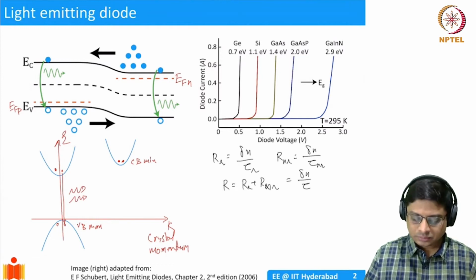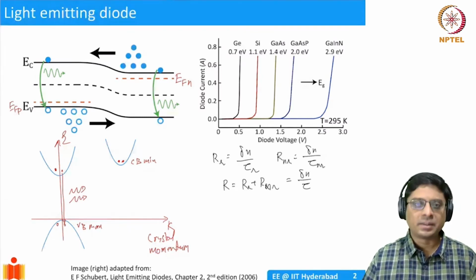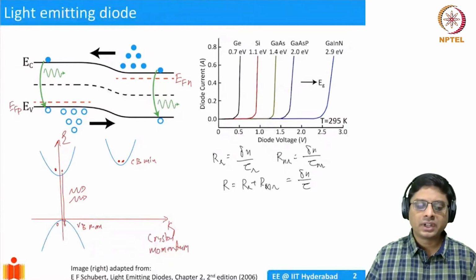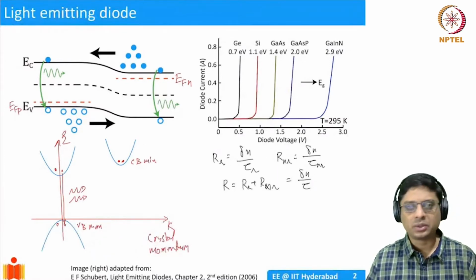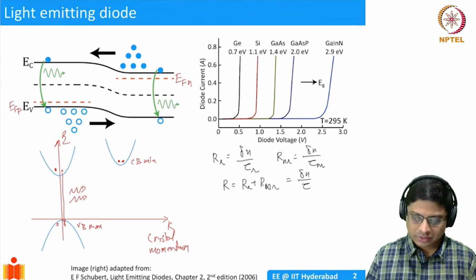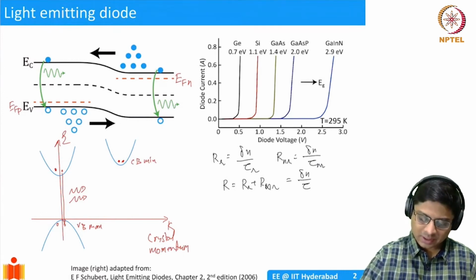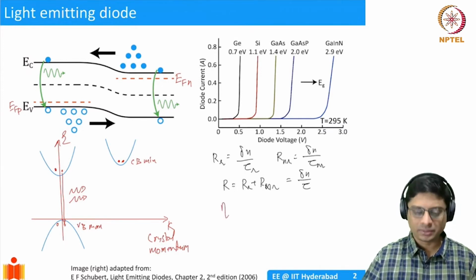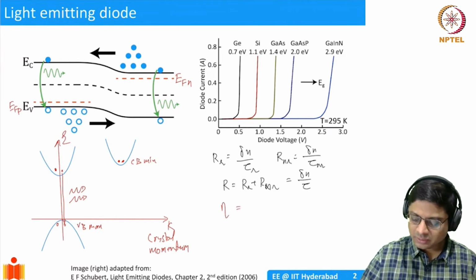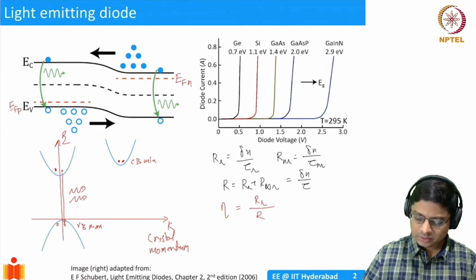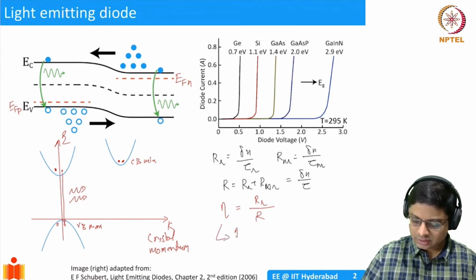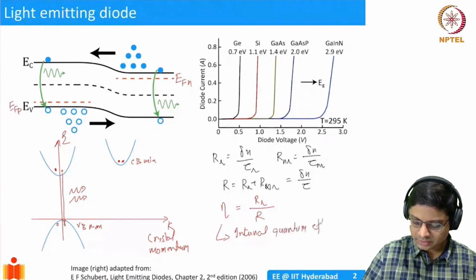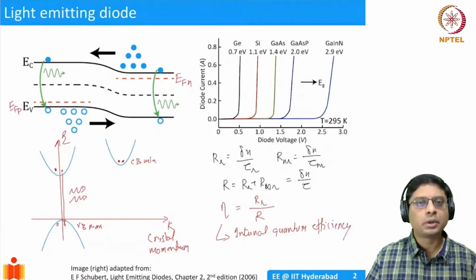So now, in a light emitting device, for example, an LED, we would like the radiative process to be dominant. We don't like the non-radiative process. So the way we quantify that is by a term which is known as internal quantum efficiency. I'll define internal quantum efficiency by the symbol eta, and that is essentially going to be the radiative rate divided by the total rate. Okay, so this I'll call internal quantum efficiency. This is an important characteristic.